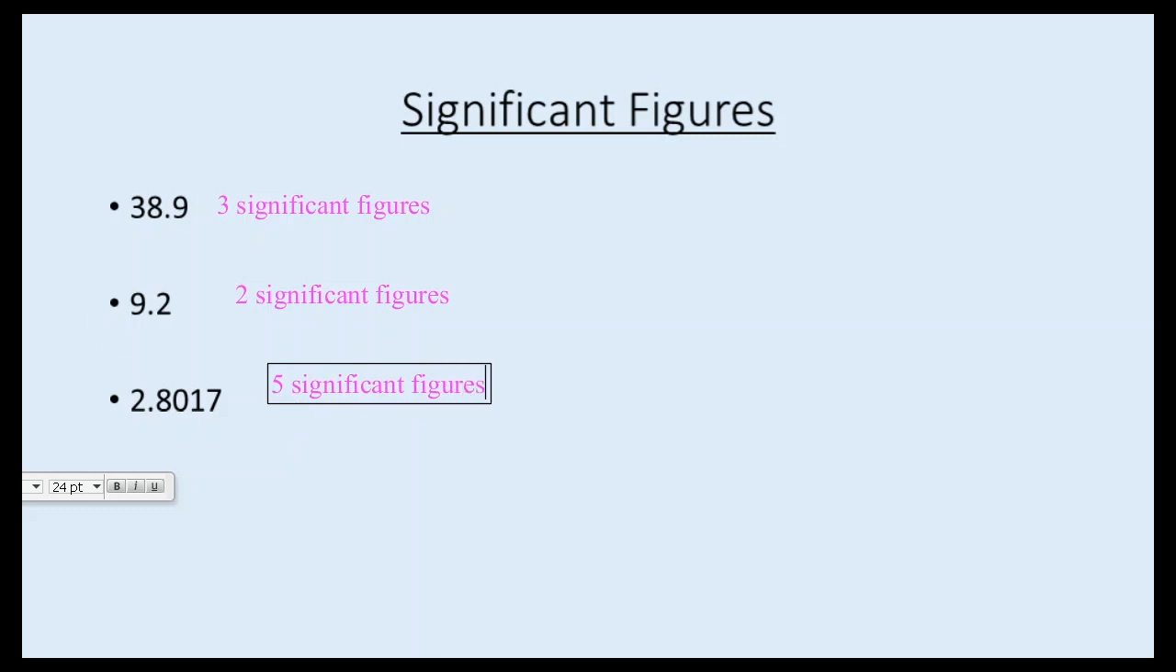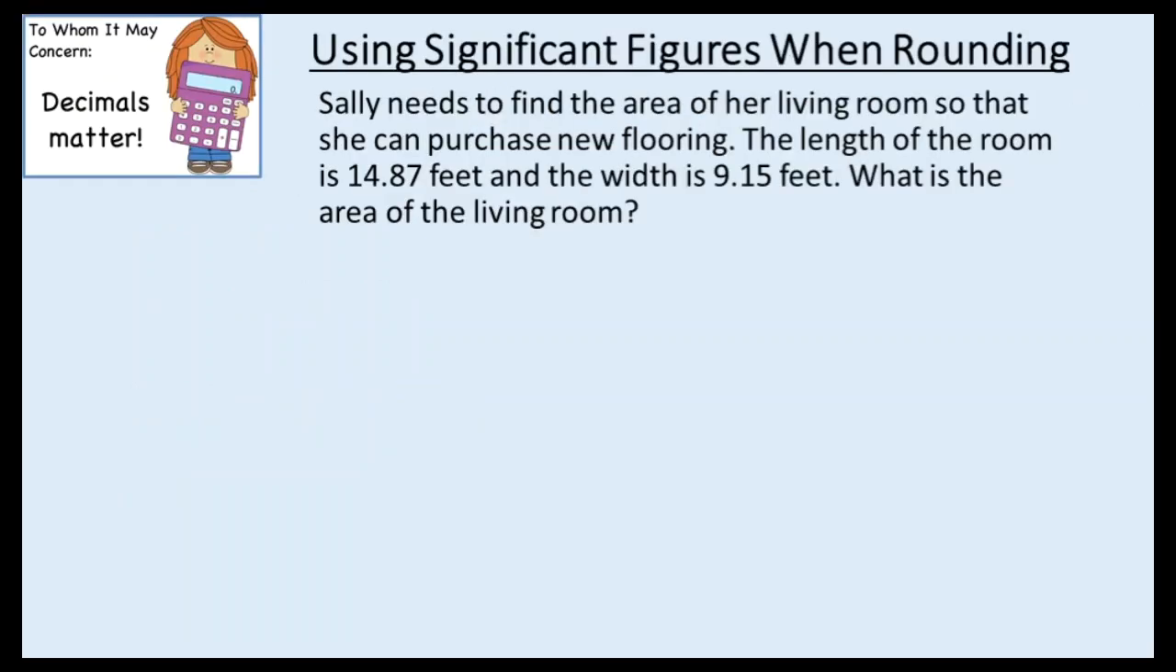Now when we're looking at rounding and problems where we have to solve for area or volume or different measurements like that, we'll take a look at how to use significant figures to determine how many places to carry out my answer to. So if we look at a word problem, Sally needs to find the area of her living room so that she can purchase new flooring. The length of the room is 14.87 feet and the width is 9.15 feet. What is the area of the living room?